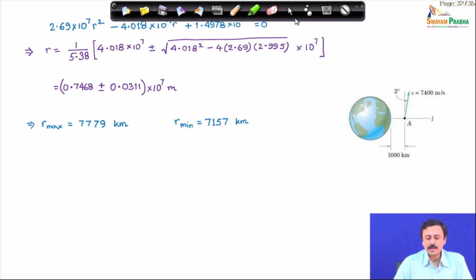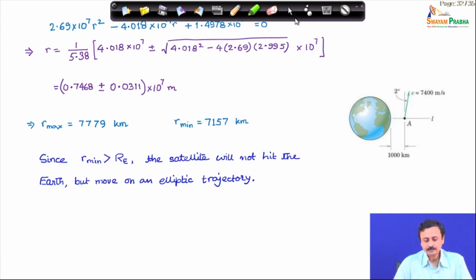You see, this R min is 7157 kilometer, which is larger than the radius of the earth. Therefore, this is the smallest distance from the center of the earth. So, R min is greater than the radius of the earth, therefore, the satellite is not going to hit the earth, but keep moving on the elliptic trajectory. So, that solves this problem.